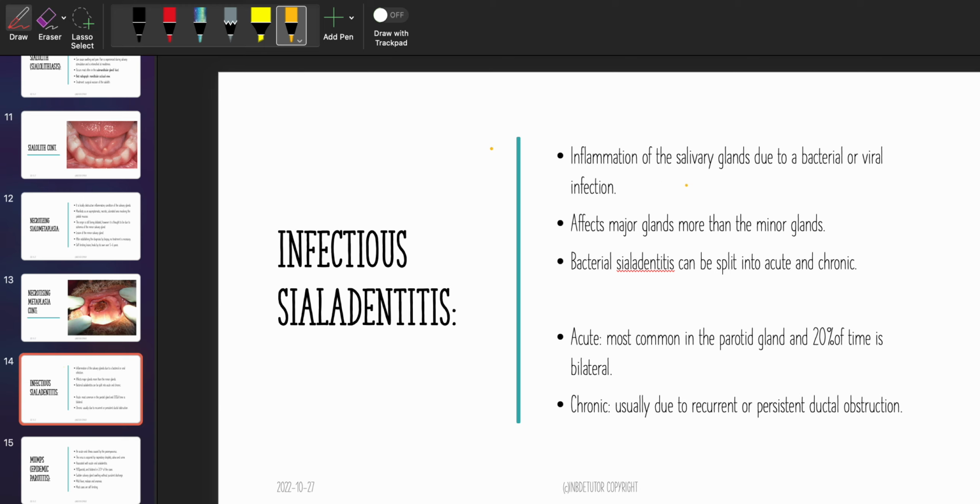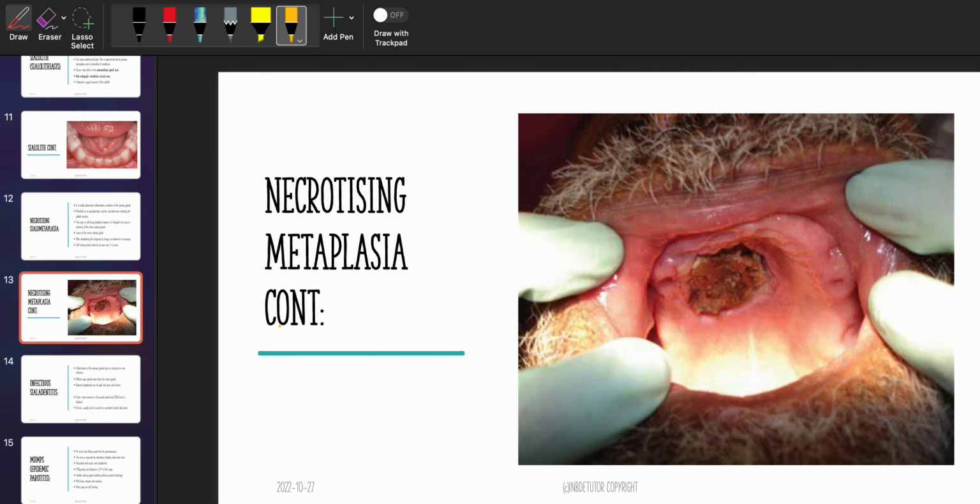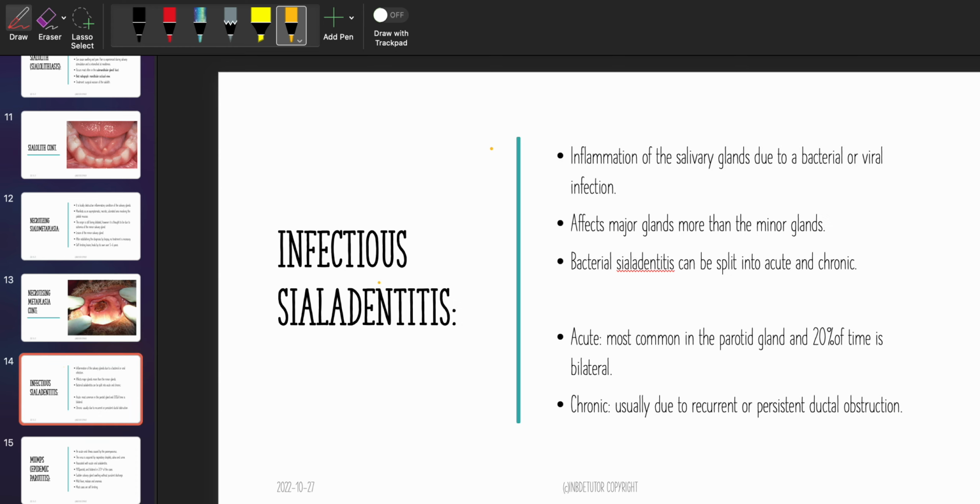Let's go ahead and continue with the salivary glands. We studied till necrotizing metaplasia last time, and the next slide that we will be talking about today is infectious sialadenitis. Before going ahead, I just want to mention that it is not an important slide, but during the INBDE exam you do see these options in the questions, like infectious sialadenitis. So I'm just adding these small slides to help you guys know what it actually is. So what is infectious sialadenitis?